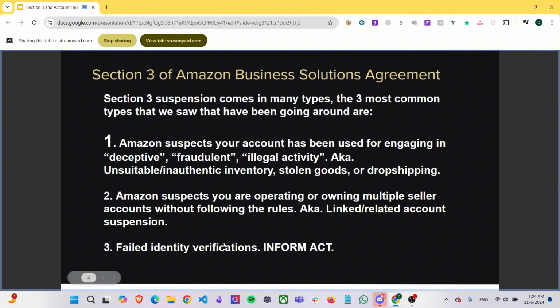The third one here for the Section 3 suspension, this is pretty strange, is that in any case, if you failed identity verification, the Inform Act on your account says if you moved, you have to re-verify your account again. If you accidentally submit a wrong document, say your old address document for your new address, you might get suspended for submitting a wrong document. This is pretty rare, but it does happen. I've seen a few cases.